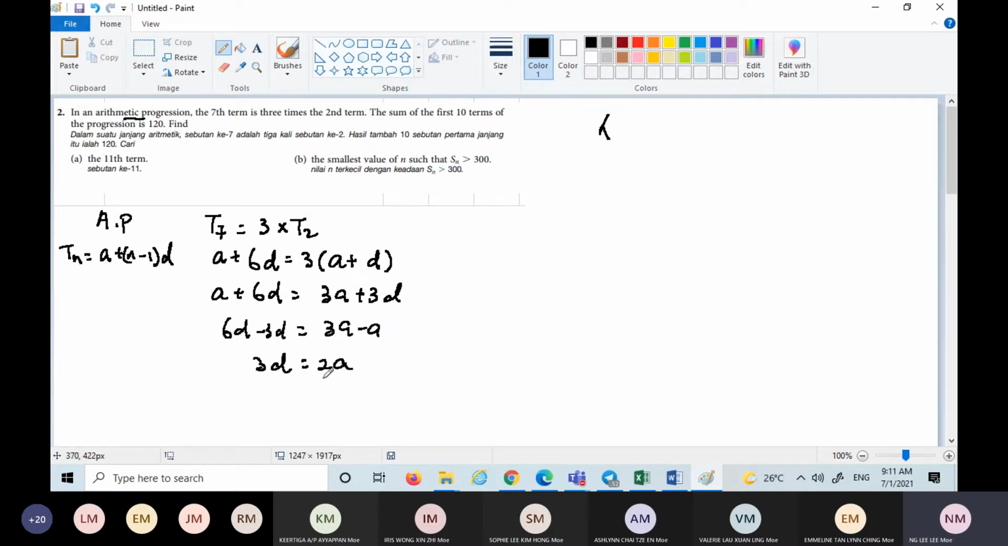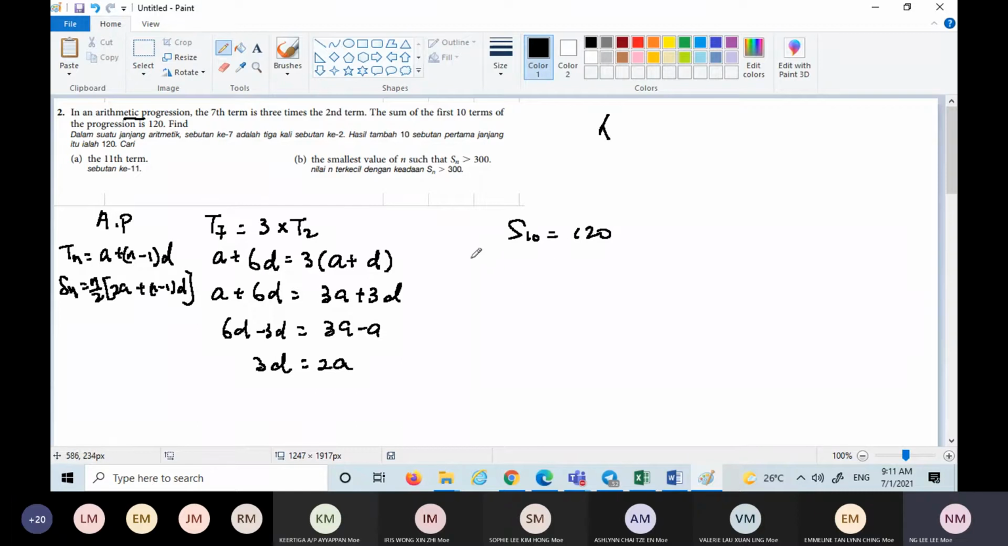This one I leave it first because I don't know which one I'm going to use, either the A or the D. Hold on first. Let us build the second equation. The sum of the first 10 terms, so S10 is 120. So the Sn formula: I don't use the A plus L formula because I don't know the last term. So I use the other formula, n over 2 times (2A plus (n minus 1) D).